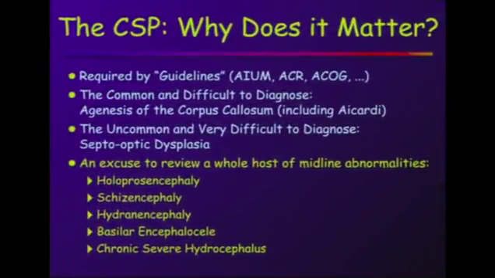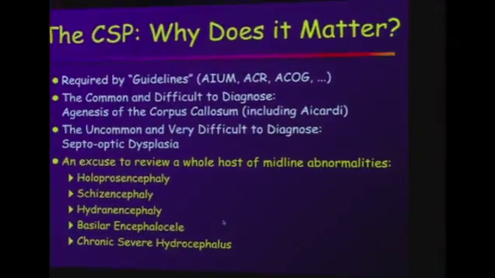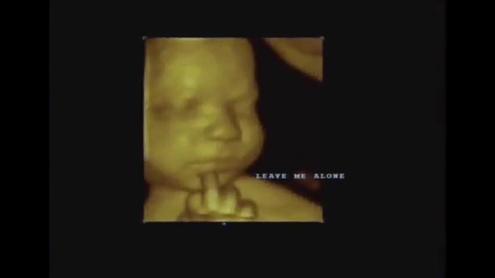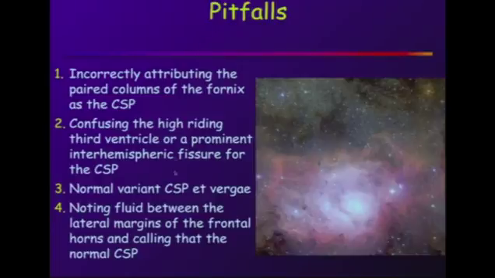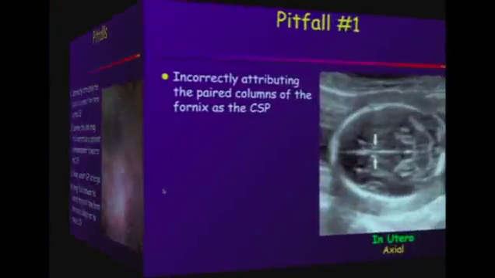So that was our 4th reason, an excuse to review a whole host of midline abnormalities right there, from holoprosencephaly to schizencephaly to hydranencephaly, basilar encephalocele, and chronic severe hydrocephalus. This is usually what the residents say to me when I talk too much. So let's just finish with 4 pitfalls here, and we'll go through these one by one.